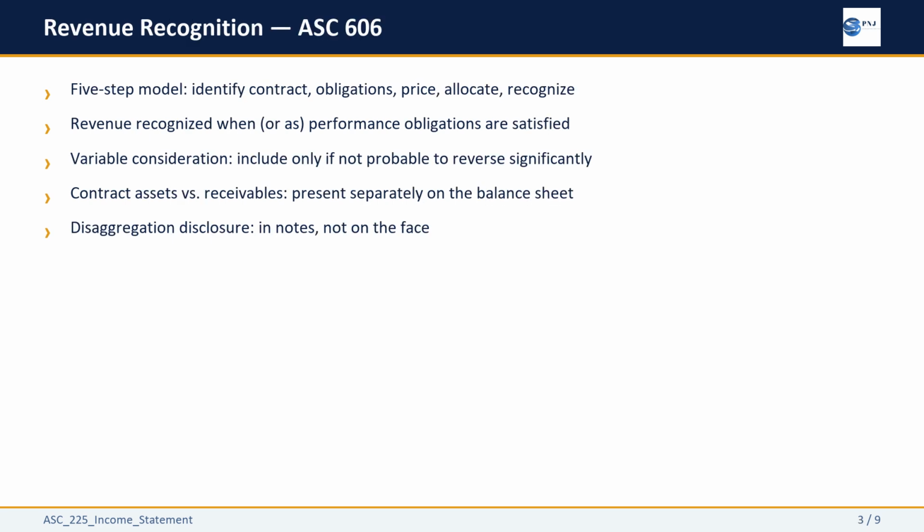Revenue sits at the very top of the income statement, and ASC 606 is the standard that determines when you can put a number there. The five-step model requires you to identify the contract, identify the performance obligations in it, determine the transaction price, allocate that price to the obligations, and then recognize revenue when each obligation is satisfied. Here is the key discipline. You can only recognize variable consideration, think bonuses, rebates, or royalties, to the extent it is probable that you will not have to reverse a significant portion later. Overconfidence here is an audit risk.